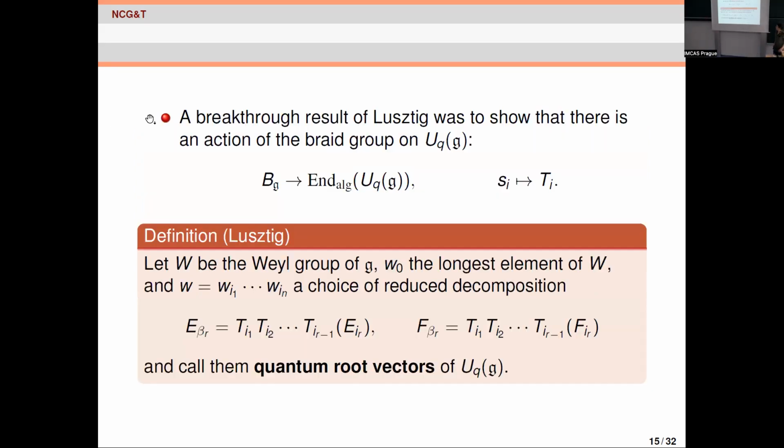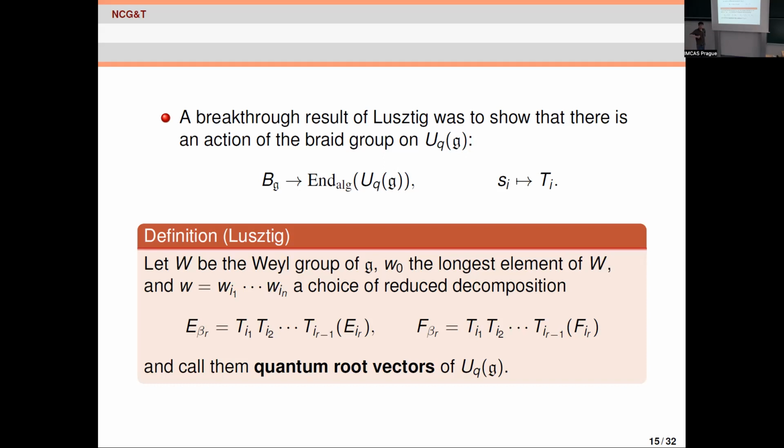And now a breakthrough result of Lusztig was to use the braid group, this kind of replacement for the symmetric group in the quantum group setting, at least in the A series, to show that there was an action of the braid group on the universal enveloping algebra. And it's an algebra action. I won't define it because the definition is quite technical, but it is there.